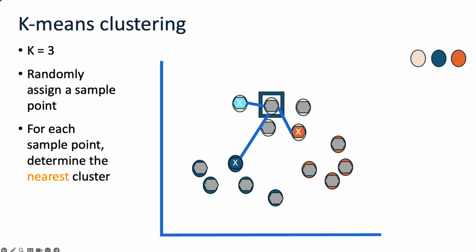And all these points will be the current center of the cluster. So let's add X for the random start point.